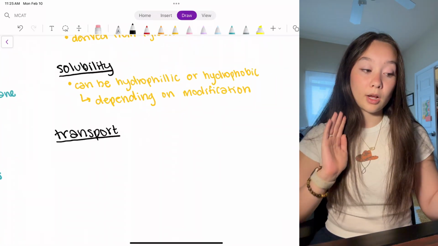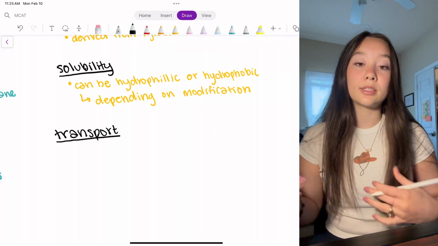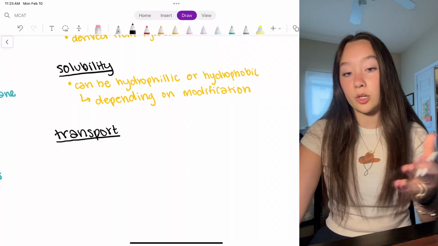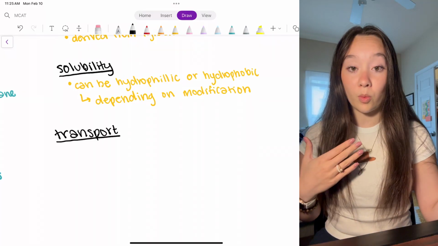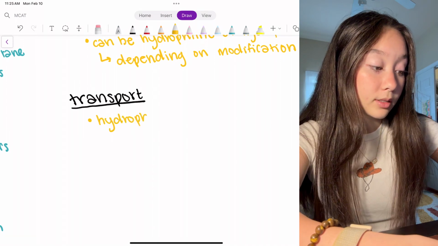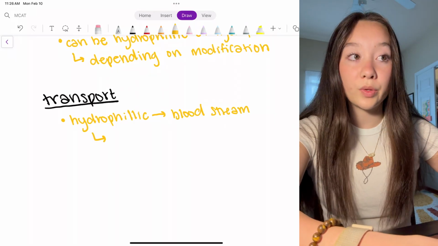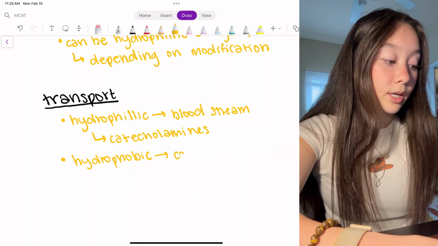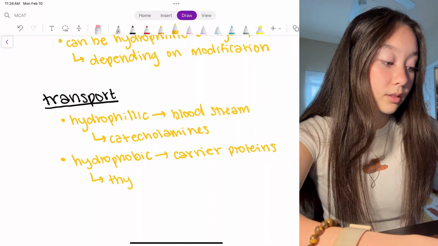So because some are hydrophilic and some are hydrophobic, some are going to require a carrier protein and some are not. So the hydrophilic ones, like the peptide hormones, are not going to need a carrier protein because they can just dissolve straight into the blood. But the hydrophobic ones are going to need a carrier protein. So we can say hydrophilic is just going to be straight in the bloodstream. An example of a hormone that can do this is going to be your catecholamines. And then your hydrophobic are going to need carrier proteins. And this can be stuff like your thyroid hormones.